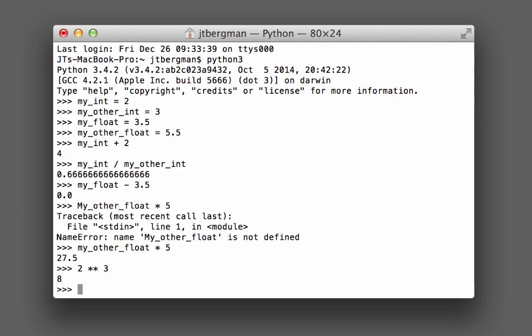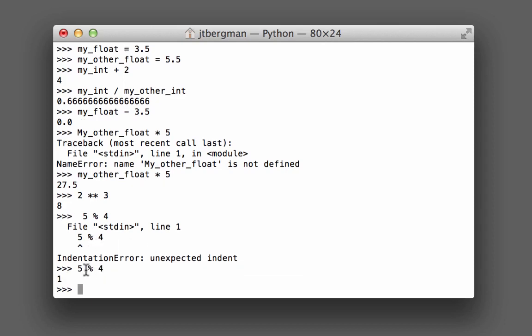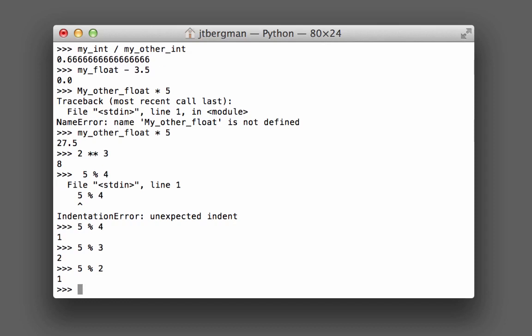There's another type of operator called the modulo, and the modulo is just a percent sign, and it returns the remainder after you divide. For example, 5 modulo 4 will return 1. Okay, the problem there was I accidentally added a space, and that will cause an error in Python. So what I meant to type was 5 modulo 4, and that will return 1 because 5 divided by 4 has a remainder of 1. 5 modulo 3 has a remainder of 2, and 5 modulo 2 has a remainder of 1, because 2 goes into 5 two times with a remainder of 1.